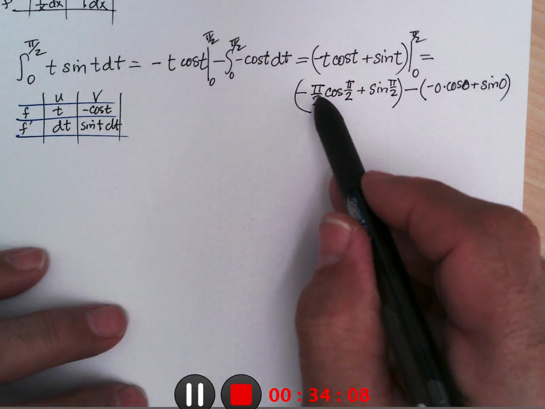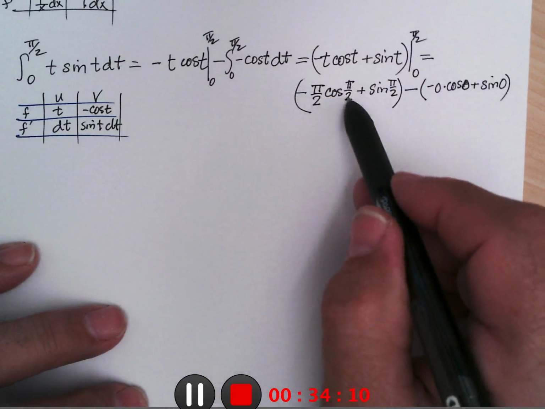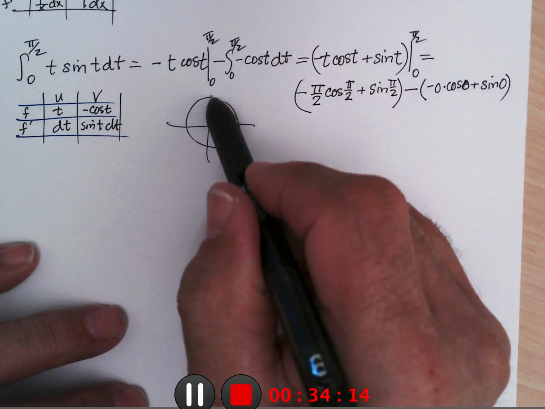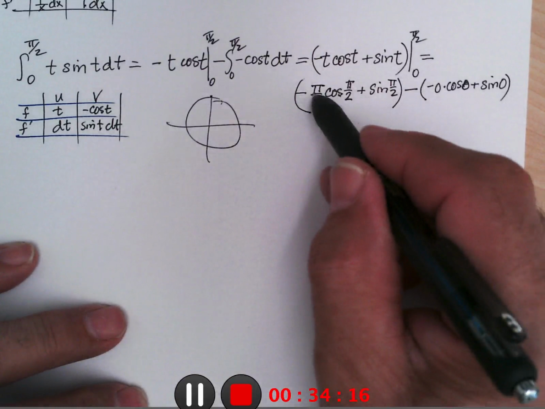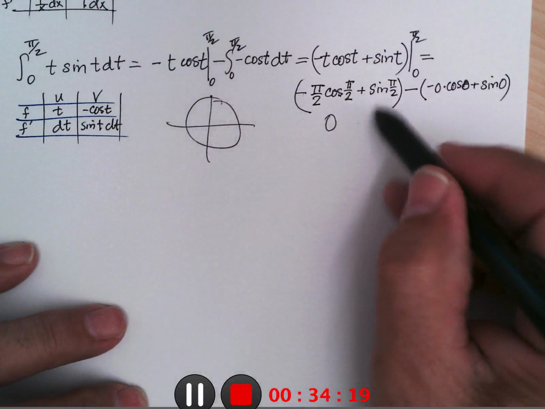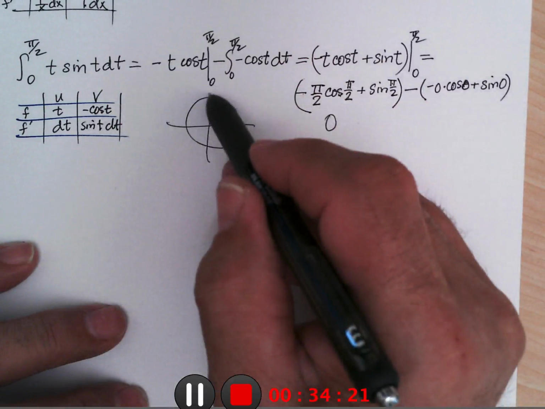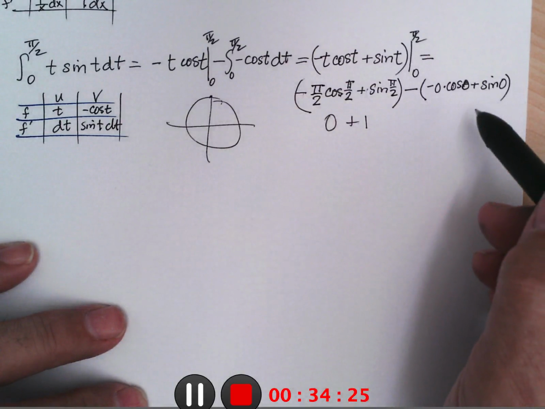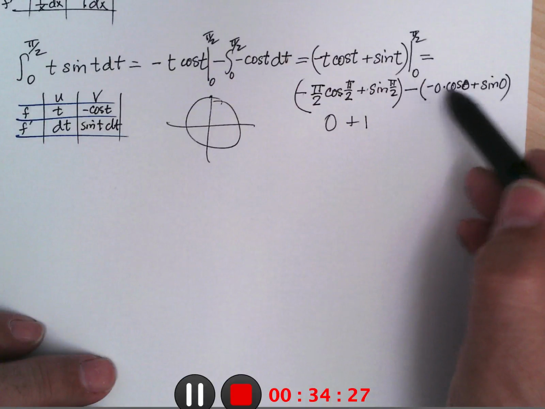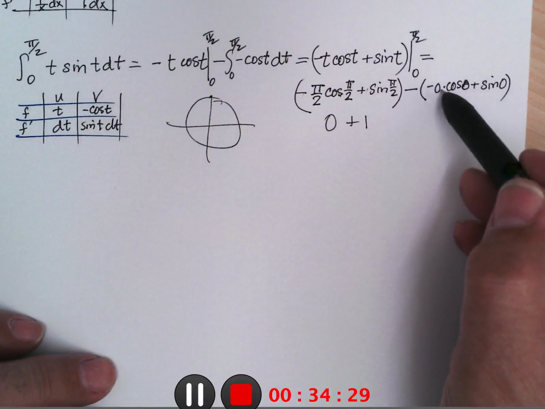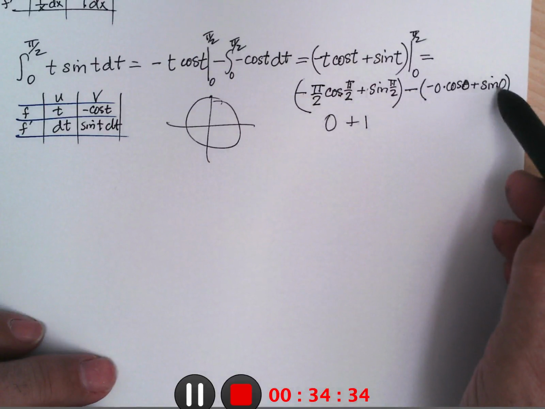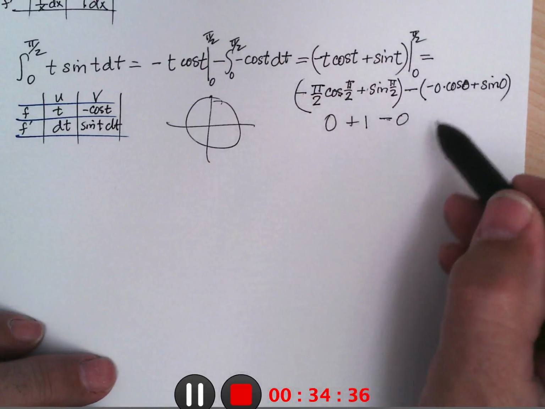So cosine of pi over 2 up here is 0. So 0 times minus pi over 2 is 0. And the sine of pi over 2 is 1, so this is plus 1. And then 0 times cosine is going to be 0. And then we got minus sine of 0, which is also 0. So we get 1.